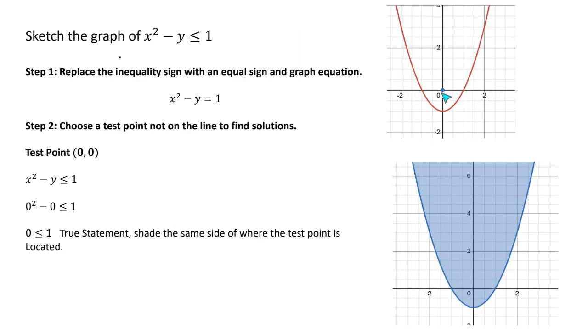Okay, so my test point, I can use 0, 0 again. So if I let x be 0, y is 0, then 0 is less than or equal to 1. That's also a true statement. And so I'm going to shade everything that is within the parabola. And so we've graphed both lines, but now we need to put it all together.